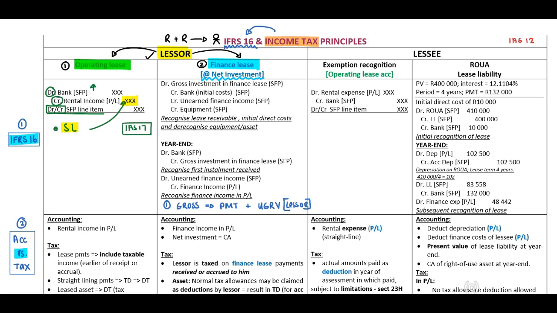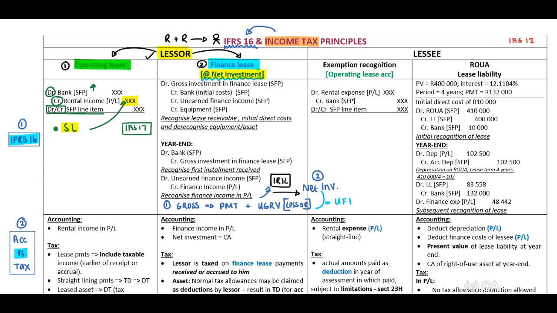Now, your gross investment, when you discount this by means of your interest rate implicit in your lease, you will calculate your net investment. And the difference between your gross and your net investment will be your unearned finance income. Therefore, the standard indicates to us to recognize at initial recognition at net investment.